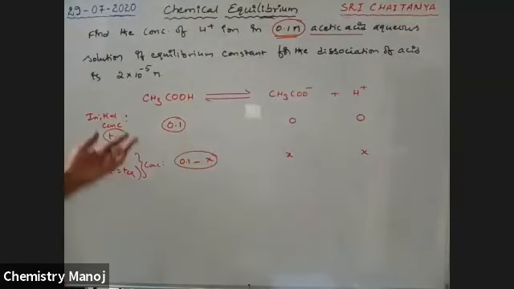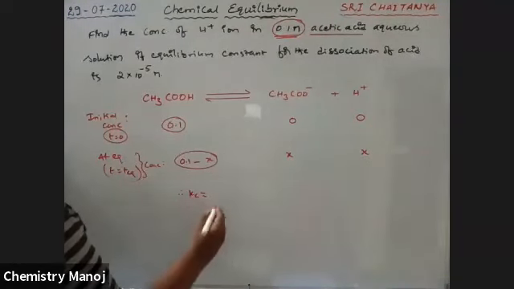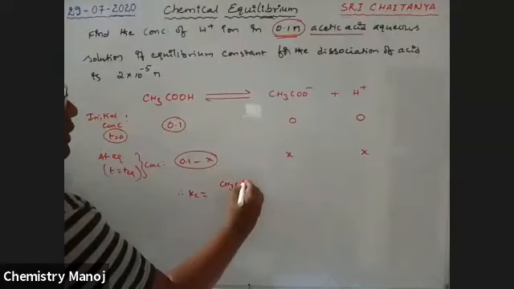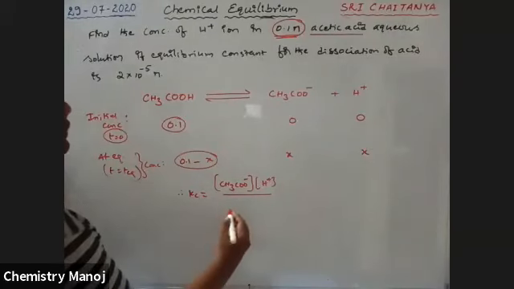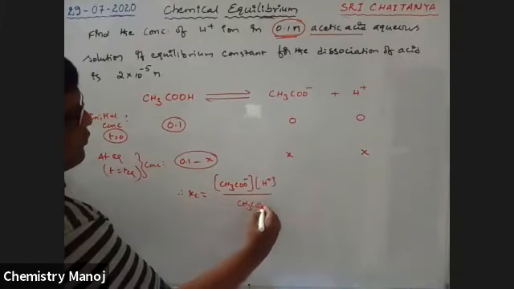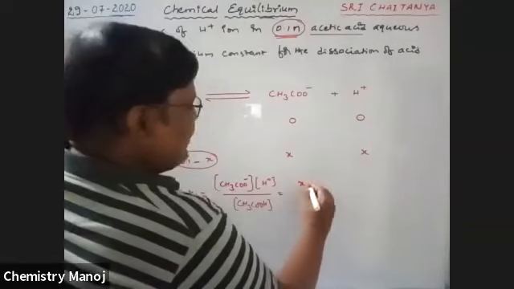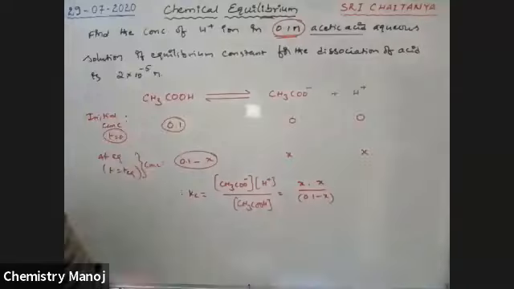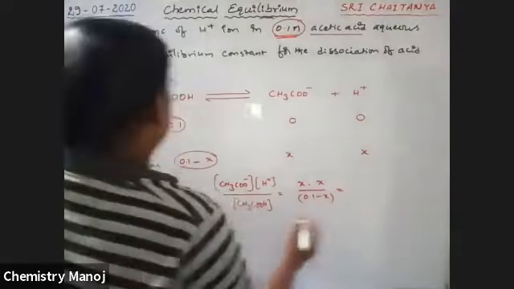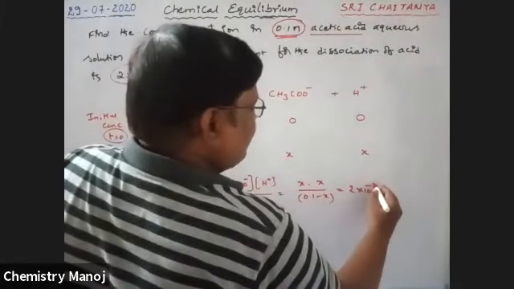So by using these, you should identify the Kc value, the equilibrium constant. Therefore, Kc is equal to CH3COO minus ion concentration into H plus ion concentration by CH3COOH concentration. That is equal to x into x by 0.1 minus x. The value of this one is given as 2 into 10 power minus 5. So that is equal to 2 into 10 power minus 5.